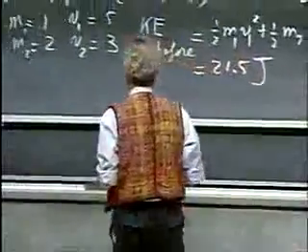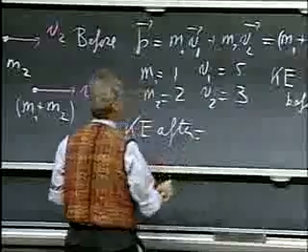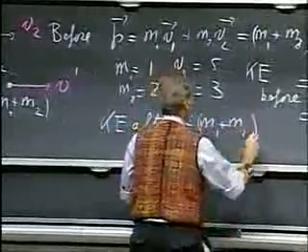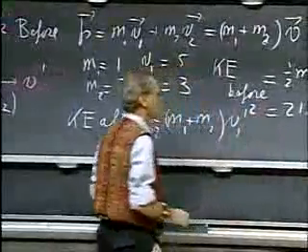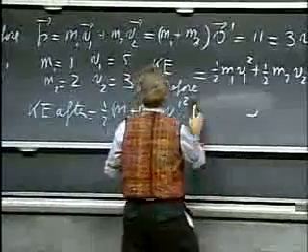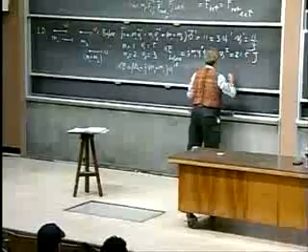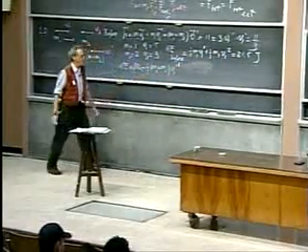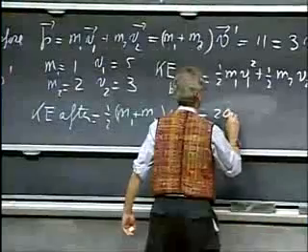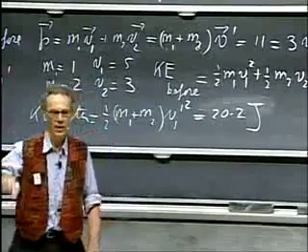Let's take a look. Kinetic energy after the collision. That would be 1/2 (m1 + m2) times v prime squared. Would we agree? Let me write this at a different location. So this was the 21.5 joules. Well, you can do this as well as I can. We know what V1 prime is, that is 11/3, and you will find that this number equals 20.2 joules. So the kinetic energy went down.